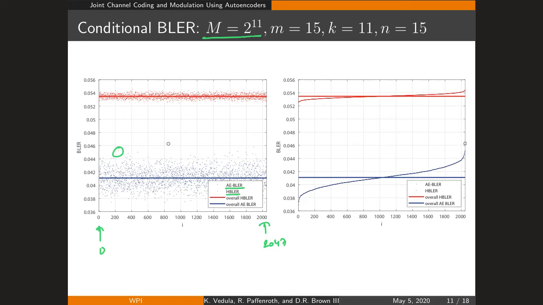We are interested in a particular case, although it is obvious that the autoencoder clearly outperforms the Hamming case. That means even the worst autoencoder code word here, the one that makes the most errors, is far better than the one that makes the fewest errors in the Hamming case. However, we are interested in this corner case. This is code word number 849. We want to analyze the confusion matrix of this code word, which is situated over here on the sorted curve. Analyzing this confusion matrix might give us some more insights.